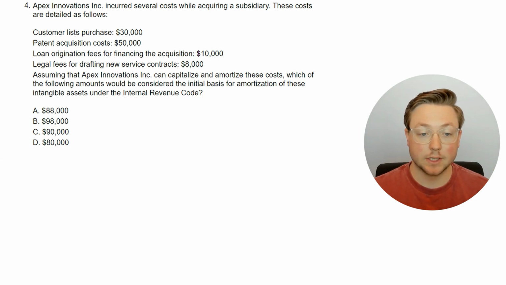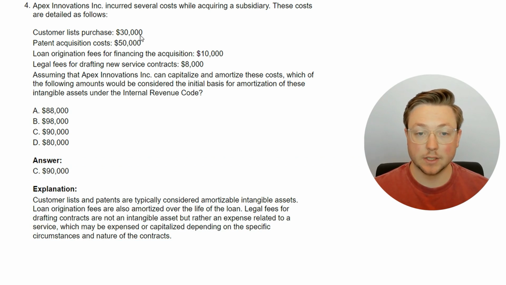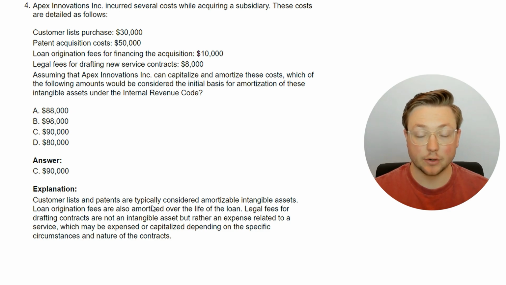All right, let's go ahead and look at the answer to see what all these will add up to be. Okay, so $90,000. So it looks like it's going to be these three up here. 30, 50, 10 equals $90,000. So customer lists and patents, like we said, are typically considered amortizable intangible assets. Loan origination fees are also amortized over the life of the loan. Okay, so loan origination fees looks like those are intangible assets typically as well. Legal fees for drafting contracts are not an intangible asset, but rather an expense related to a service, which may be expensed or capitalized depending on the specific circumstances and nature of the contracts.